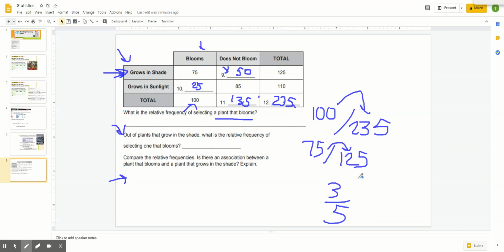So that shows you right there that when a plant grows in the shade, there's a greater chance of it blooming, all right? So kind of an interesting counterintuitive example, right? Because it's usually the other way, right? That if a plant grows in the sun, all right, it has a greater chance, but that's not the case here. It's more of a critical thinking problem.